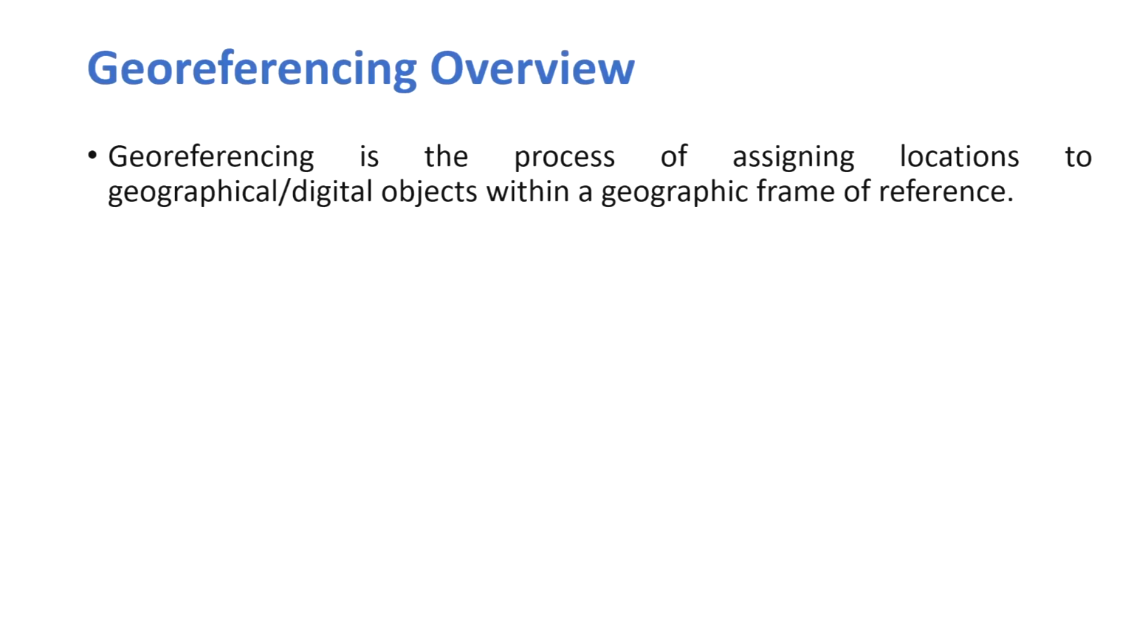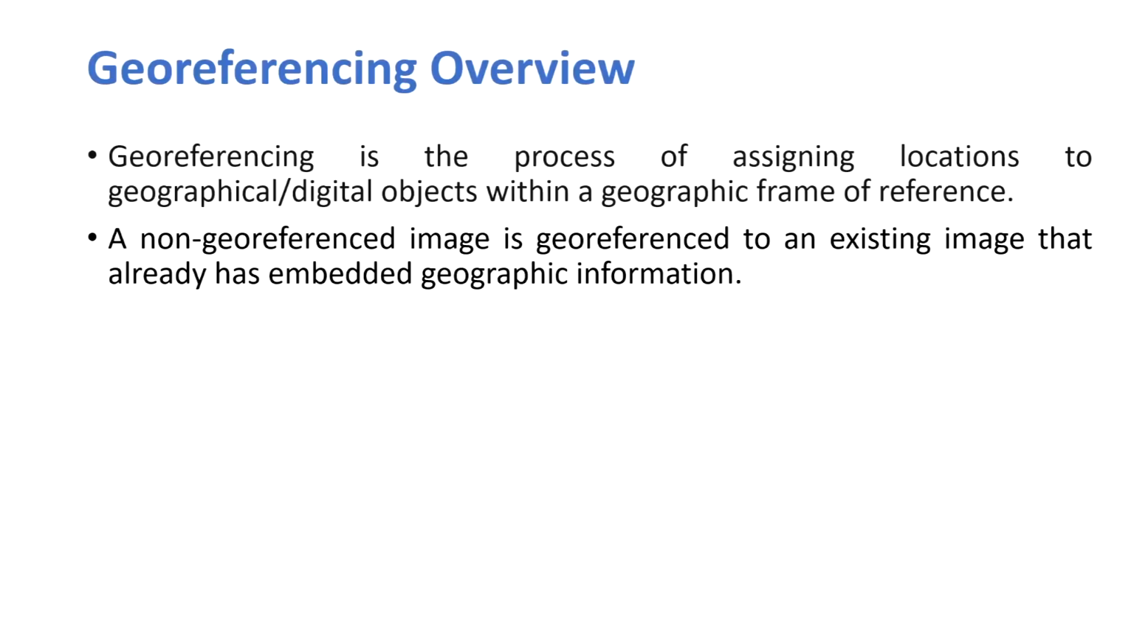So georeferencing is the process of assigning location to a geographical digital object within a geographical frame of reference. The images which we get through satellite data, or sometimes the images which we capture with our photographic cameras, it is very important to assign those photographs a geographic coordinate system, that means the latitude and longitude. So what is georeferencing?